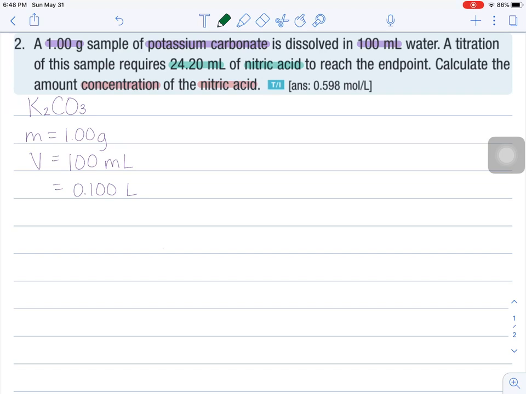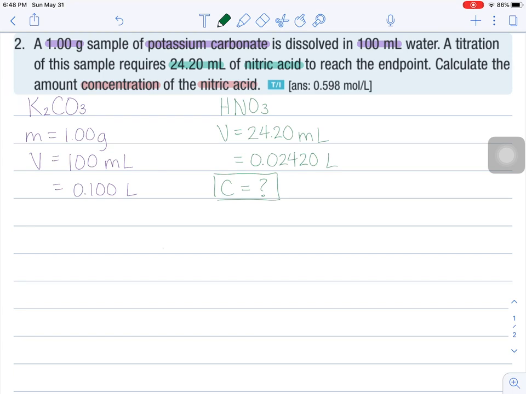For nitric acid, so acid is with an H, H is H+, and nitric means with nitrate, which is an NO3-. So 1-to-1 ratio, so HNO3. And what I know there is volume is 24.20 milliliters. Once again, we're going to convert to liters by dividing by 1,000. So 0.0242 liters of nitric acid. And what I'm looking for in the end as my final answer is a concentration of nitric acid. So this is going to be my end point.